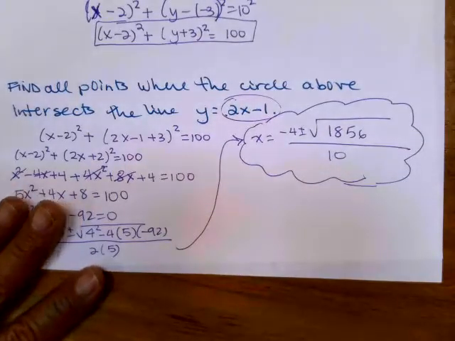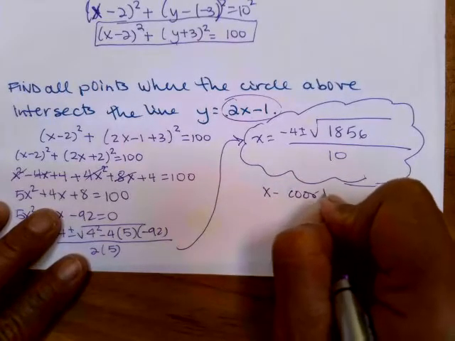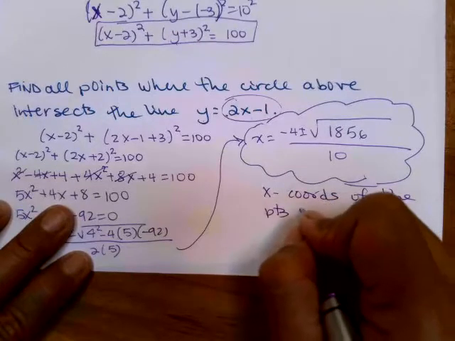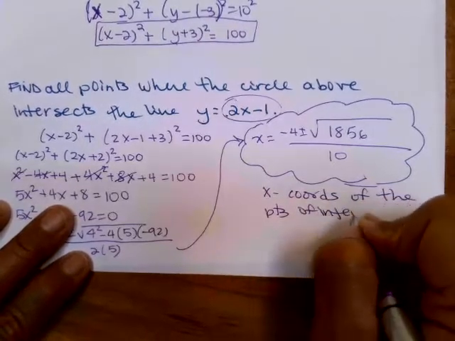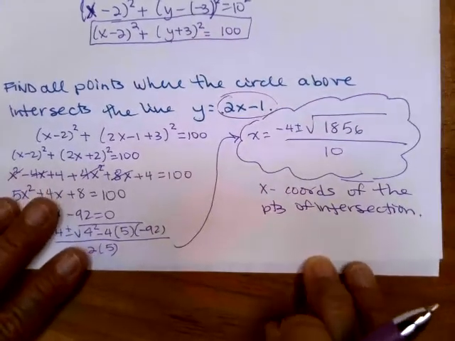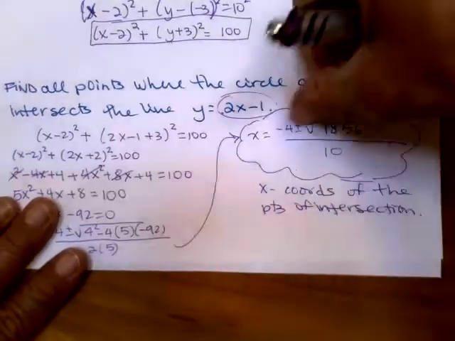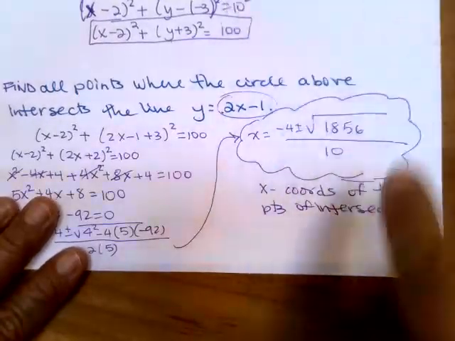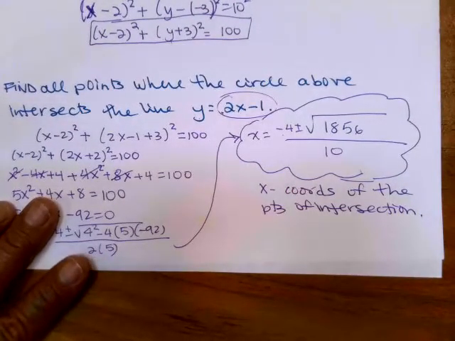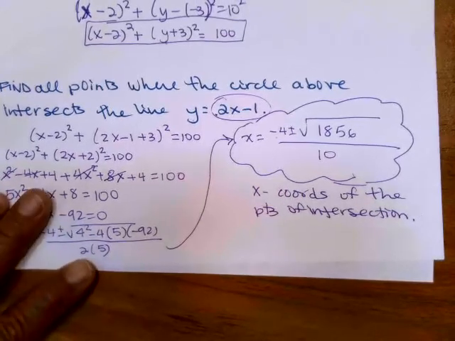So those are the x values. These are the x coordinates of the points of intersection. If we wanted to find their y partners, we would take them individually. The plus is one of them, the minus is the other. We would take those and plug them into the equation of the line to find the other two values. Okay, so that is what we need to know about circles for now.